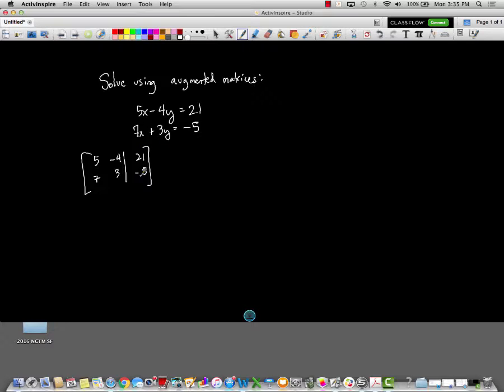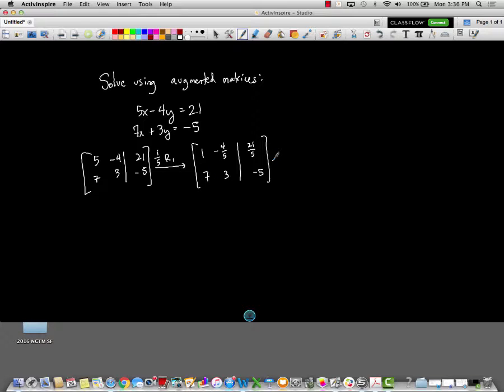So the first thing I'm going to do is I'm going to multiply row 1 by 1/5 because I want to get that to be a 1 first. So I'm not changing the second row, so I'm just going to write it again like that. And then the first row for me would be 1, -4/5, and 21/5.